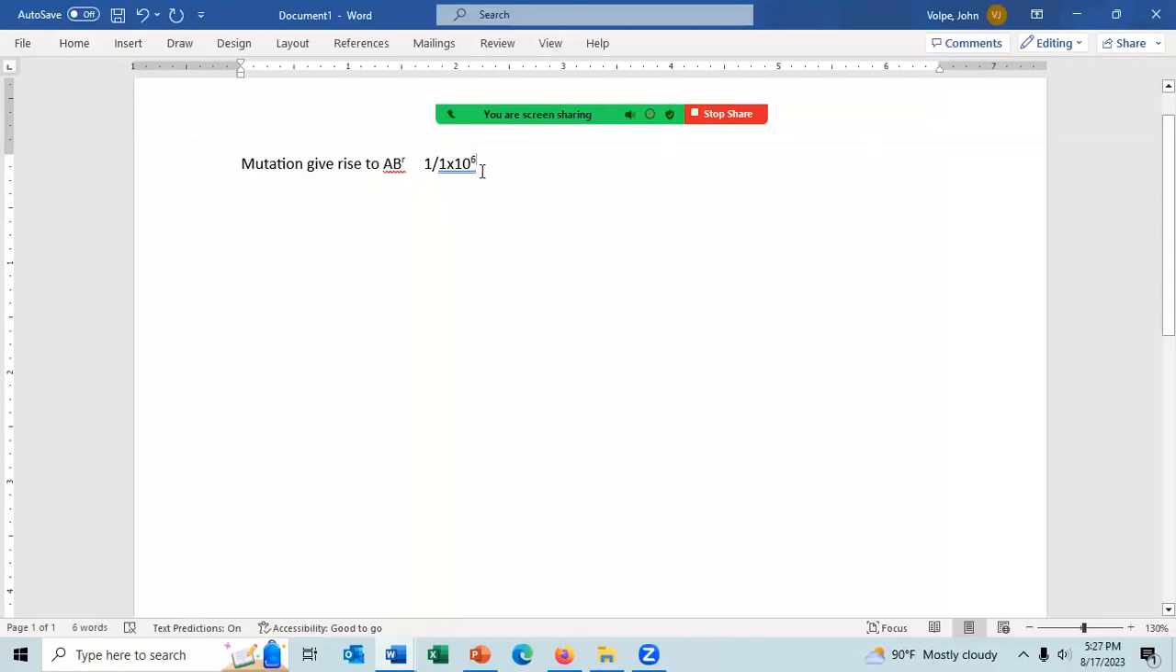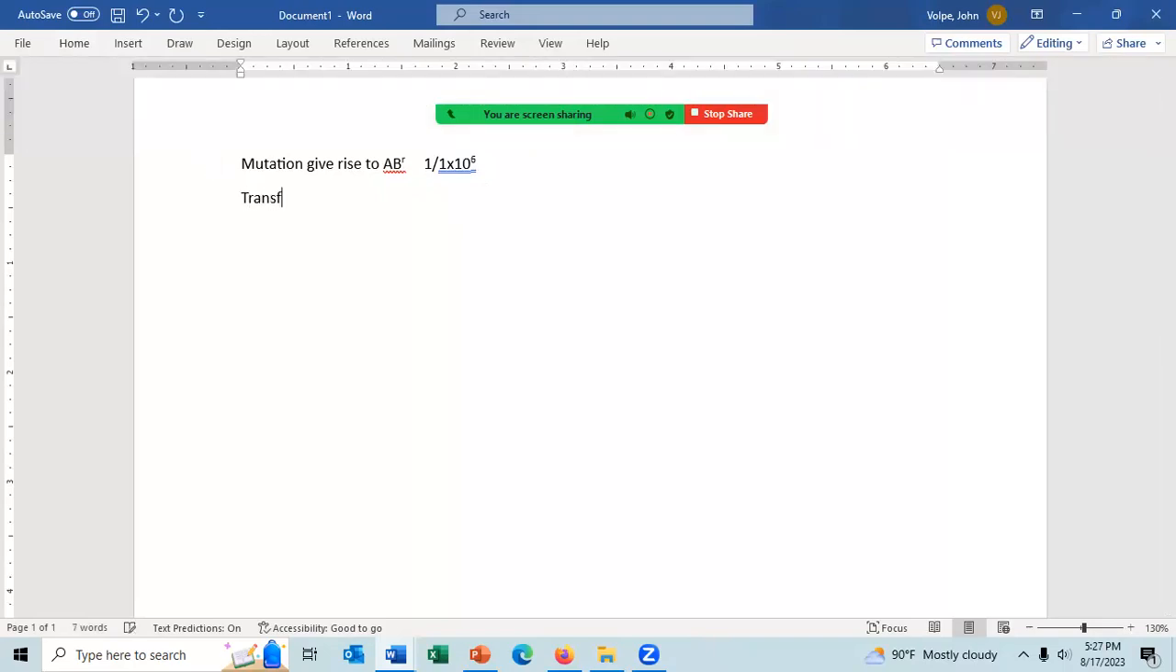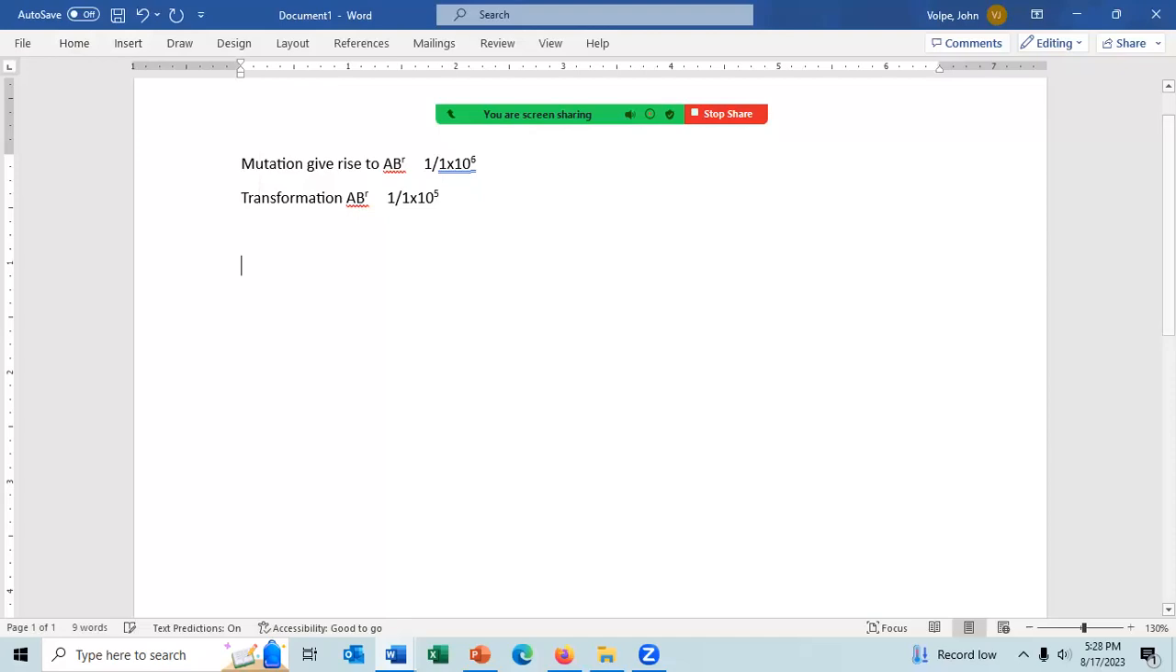When we look at how often this occurs with transformation, which can spread around antibiotic resistance, it's about 1 times 10 to the 5th, in this case, cells.